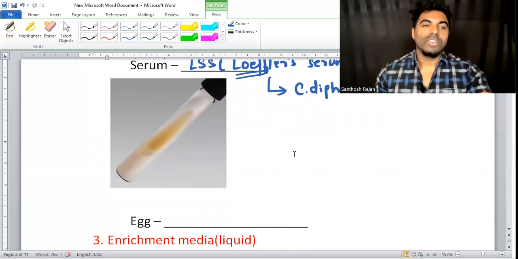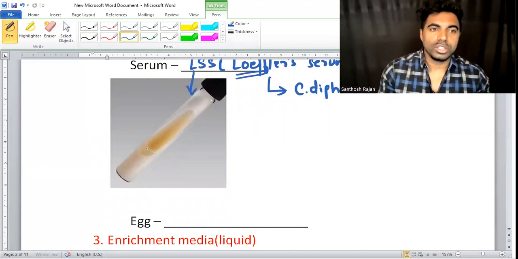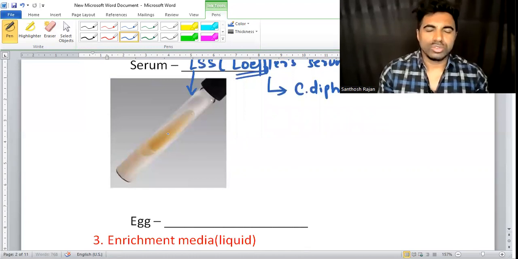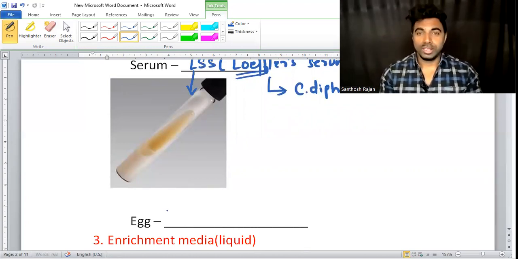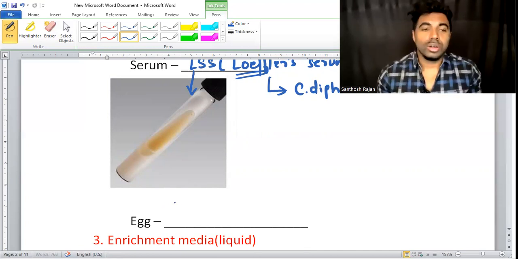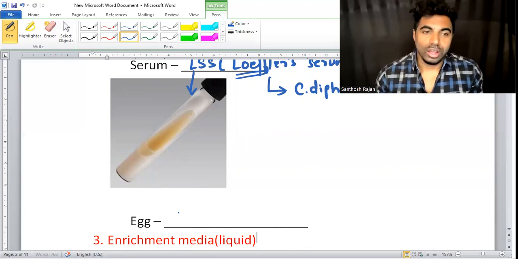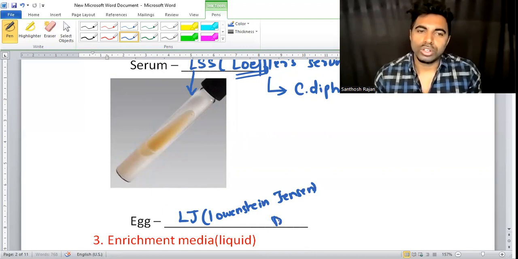See this, egg. So this is the picture. This is the LSS media. Don't forget, in the picture, if you get something like this, white and creamy, that is serum media. Egg is important for which medias? If you remember, for TB, which is the enriched media we're using? That is your LJ, Lowenstein-Jensen media, number one.